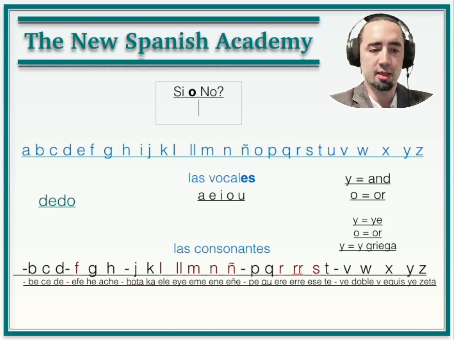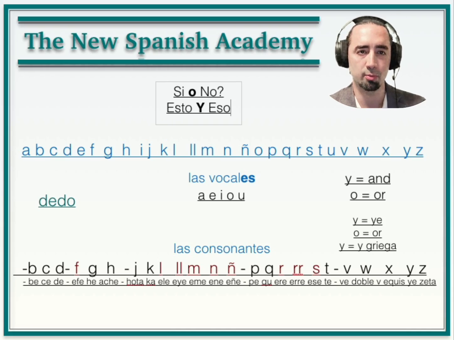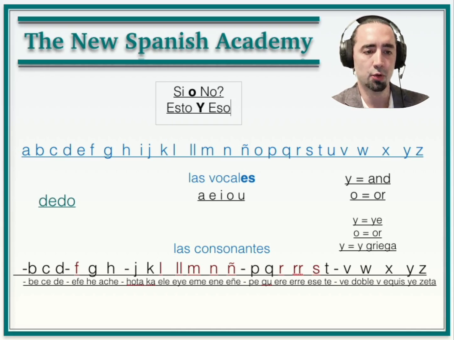If I want to say "this and that," we say esto y eso. Alright, so I'm going to highlight the Y. Esto y eso. That means this and that. Sí o no, yes or no. Esto y eso, this and that.